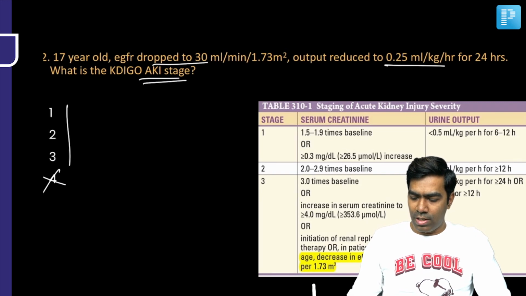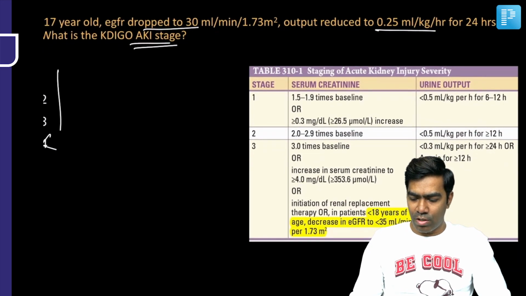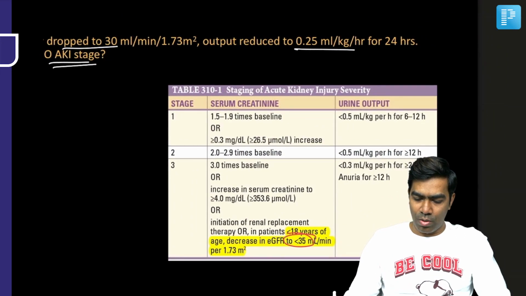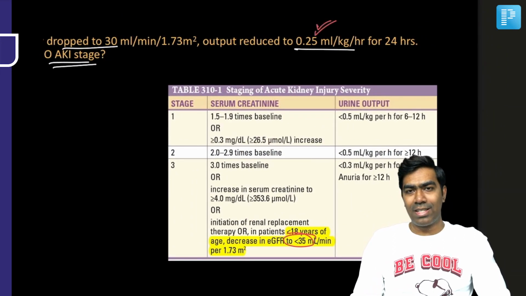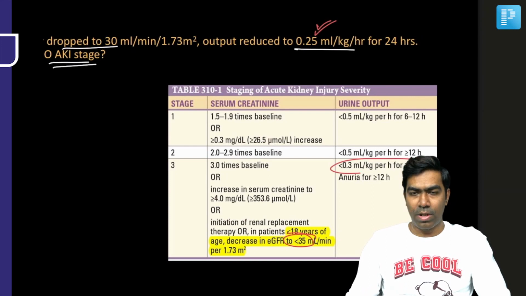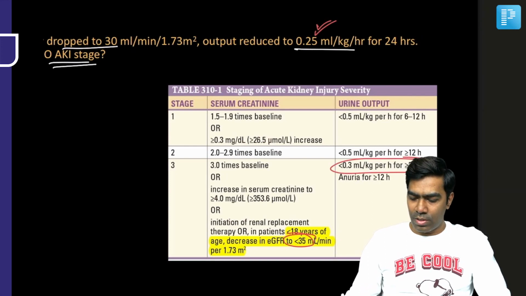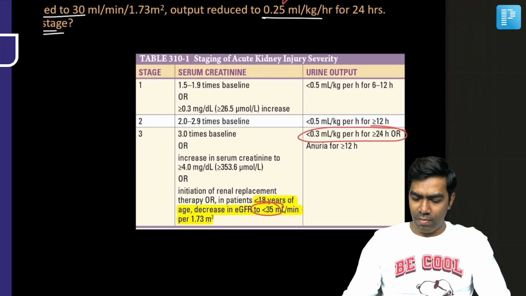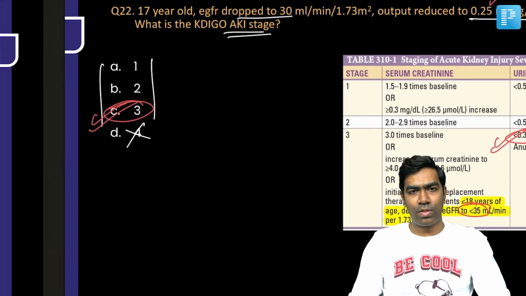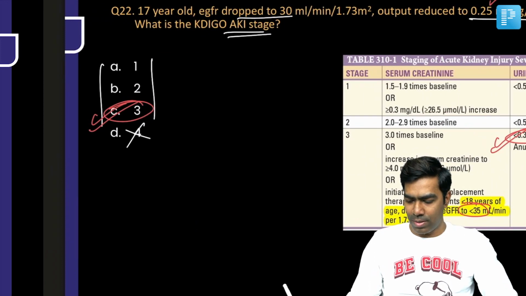So if you look at the KDIGO definition and staging of AKI, you can see if the eGFR has suddenly dropped to a value of less than 35, then definitely you can place them under KDIGO stage 3. Accordingly, if you look at your urine output, it's less than 0.3 ml per kilogram per hour for 24 hours or more. If that is the case, then also you can place the patient under KDIGO stage 3. So the right answer for this question is going to be KDIGO stage 3.